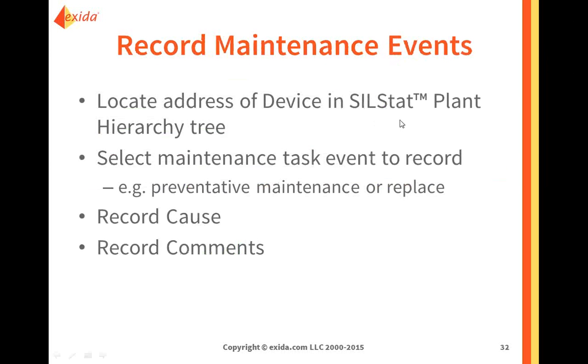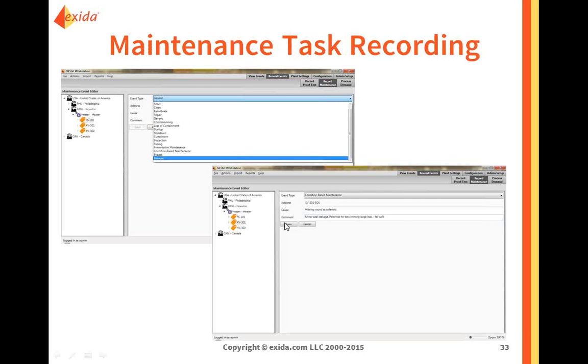Then we have maintenance events, so we can record maintenance events. We identify the device that maintenance needs to be performed on, and then we record the type of maintenance. What's the as-found and as-left condition, and what type of maintenance did we do? Did we just do a repair? Did we do a reset? Did we do a calibration, and so on? So those are the types of maintenance tasks that we can record.